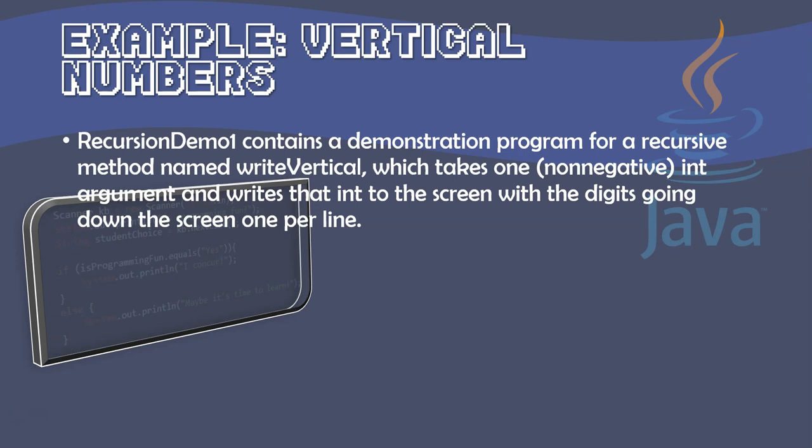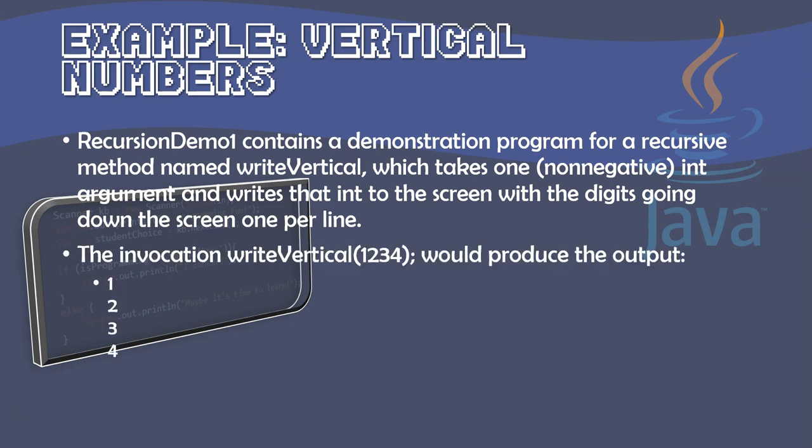So we'll see this in a second here, but Recursion Demo 1 contains a demonstration program for a recursive method named writeVertical, which takes one non-negative integer argument and writes it to the screen, with the digits going down the screen one per line. So the invocation of writeVertical(1234) would produce the output 1, 2, 3, and 4, each on their own line.